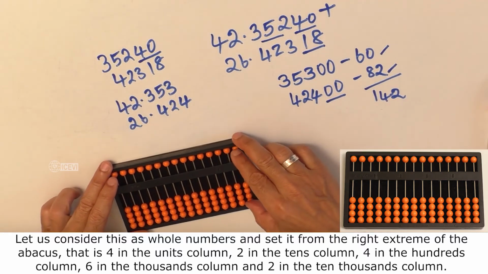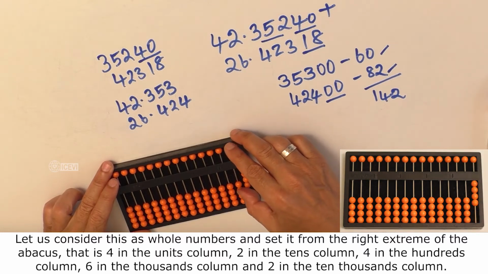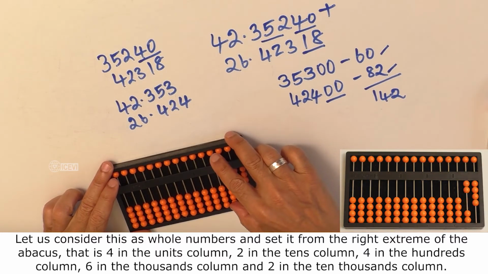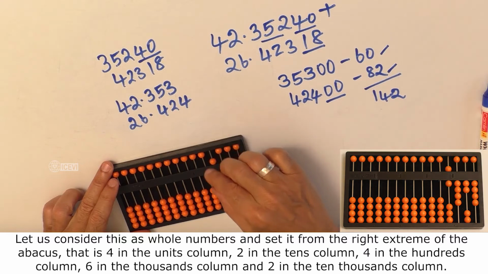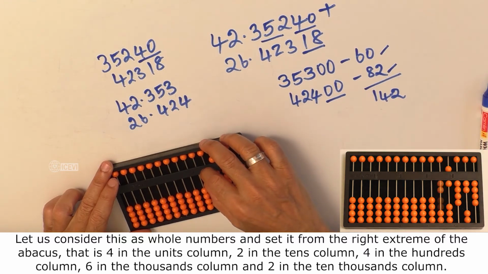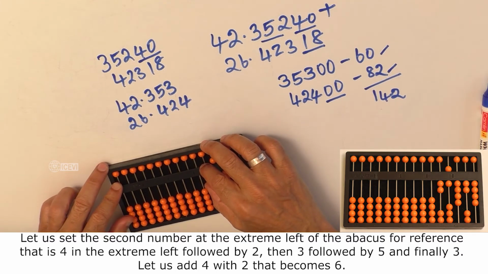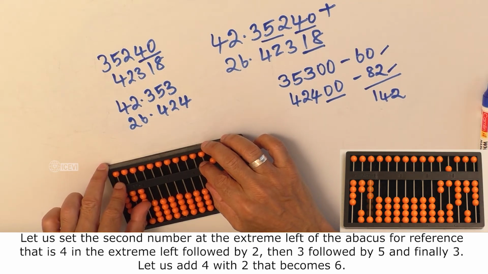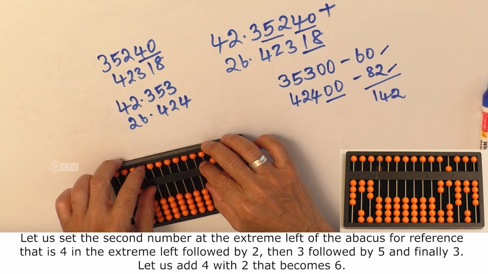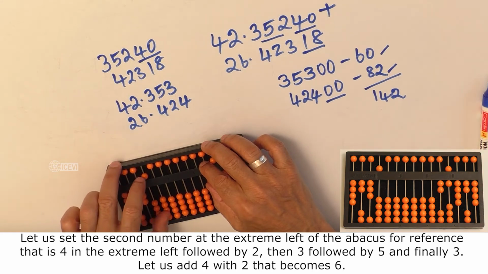That is 4 in the units column, 2 in the tens column, 4 in the hundreds column, 6 in the thousands column, and 2 in the tens column. Let us set the second number at the extreme left of the abacus for reference. That is 4 in the extreme left, followed by 2 and then 3, followed by 5 and finally 3.